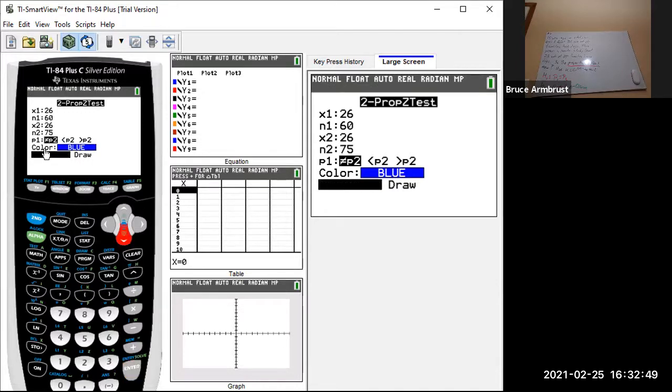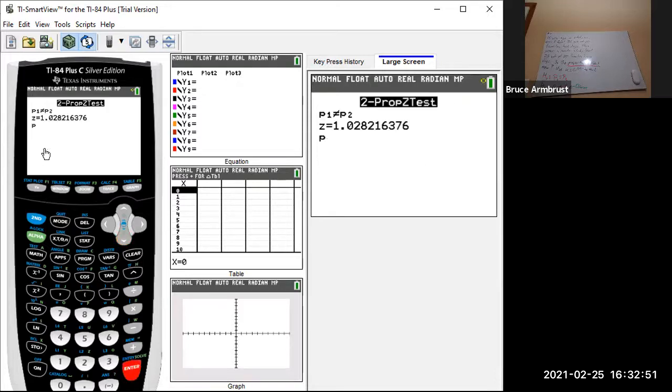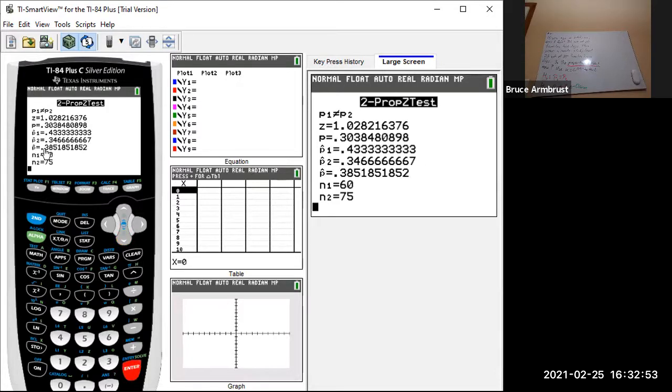Okay, well, down here, we'll do our calculate. It spits out a number. Actually, it spits out all kinds of numbers, but let's go down the list and see what they all are again. So Z, this is the Z score for this result. The P, that's the P value for this result. You see those little caret symbols, we call that a hat.